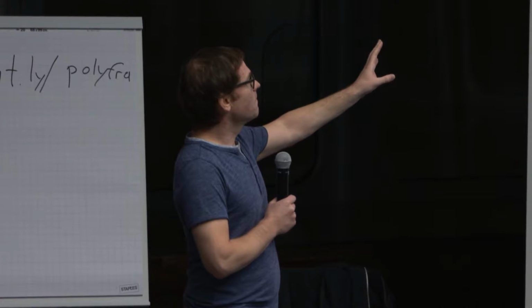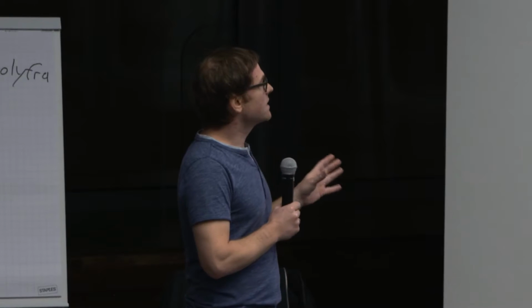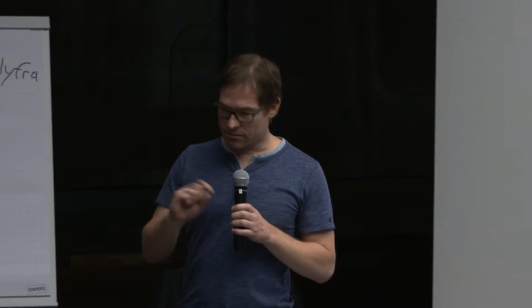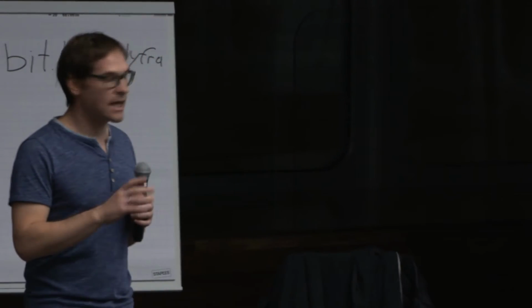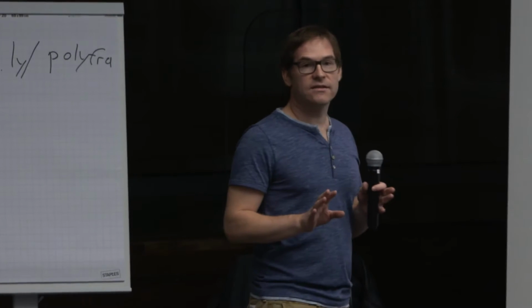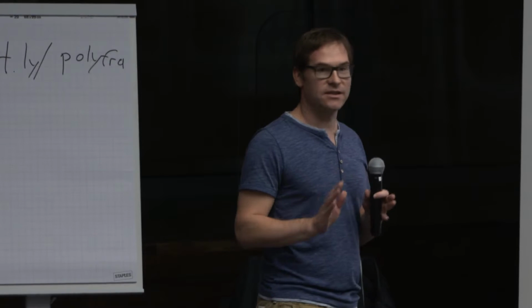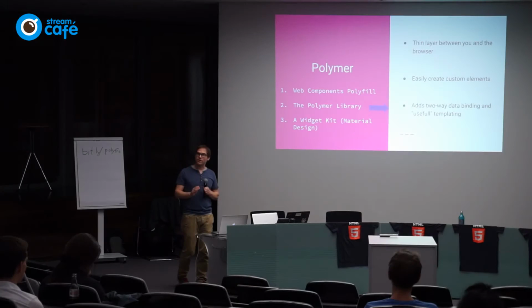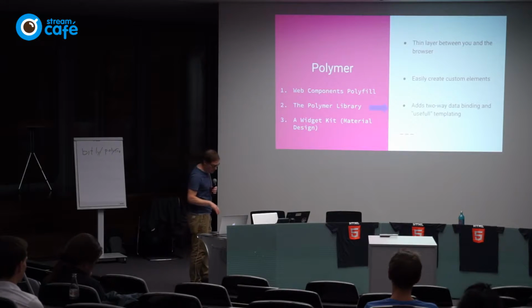The Polymer project consists of basically 3 big parts. The first thing is they created a web components polyfill. That means a small include into everyone's code that enables you to use web components in every browser as of today. And it works really nicely. In fact, it works so nicely that the shadow DOM, or the native support, is not even turned on by default. Whenever you use Polymer, you're using this polyfill, and it works like a charm.